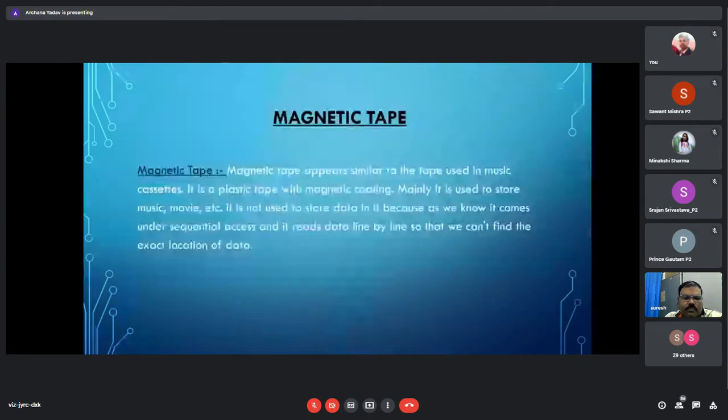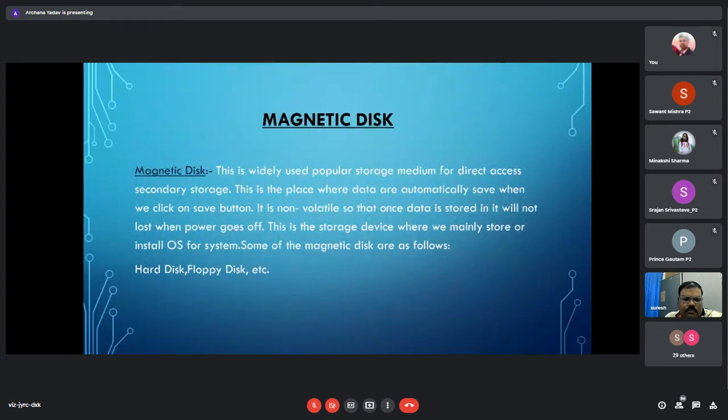Magnetic tape is similar to a cassette tape, coated with a magnetic core. We have to wait till we reach our data. It reads the data line by line, so we cannot find the exact location of our data. Magnetic disk is very popular nowadays because we can go to our data when we want. We know the exact location of the data, and it is used basically for the information system and the operating system of our system.